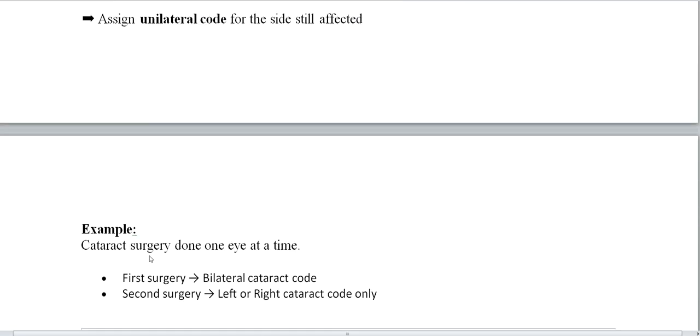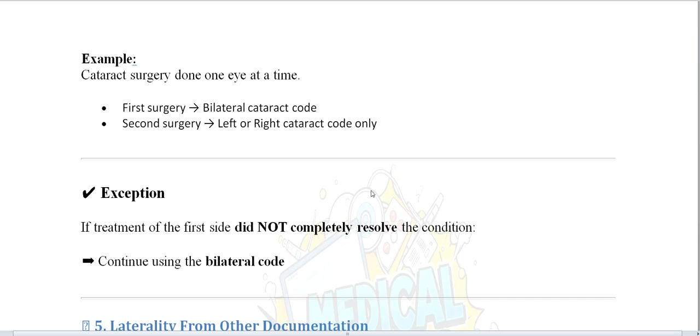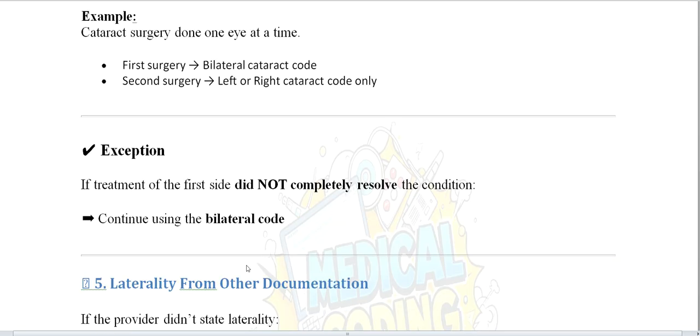So, for example, cataract surgery done one eye at a time. First surgery: bilateral cataract code. Second surgery: left or right cataract code only. Exception: if treatment of the first side did not completely resolve the condition, continue using the bilateral code, which is the exception.